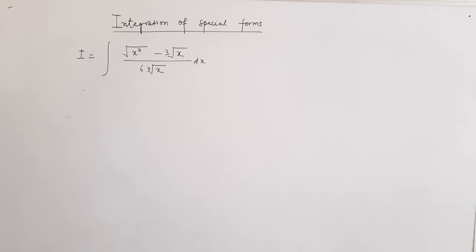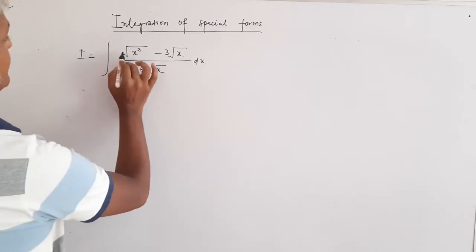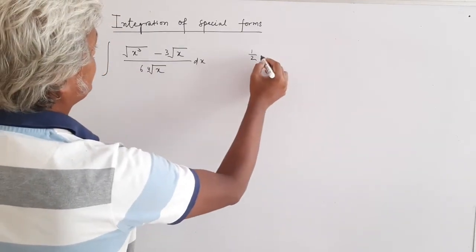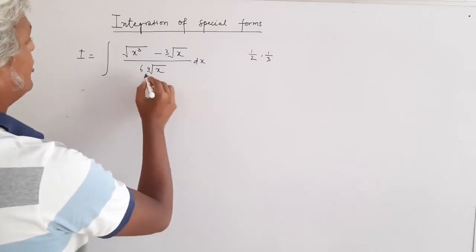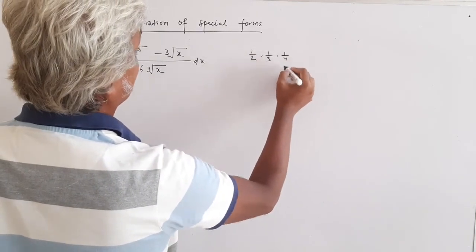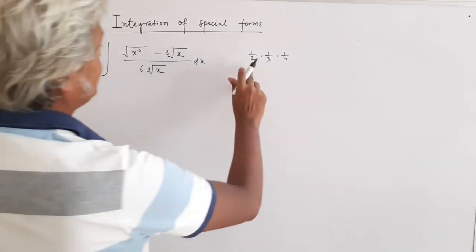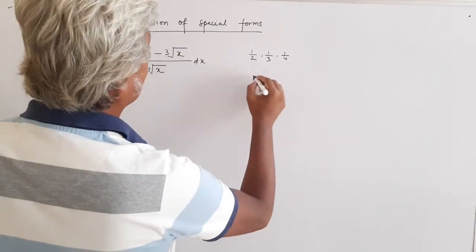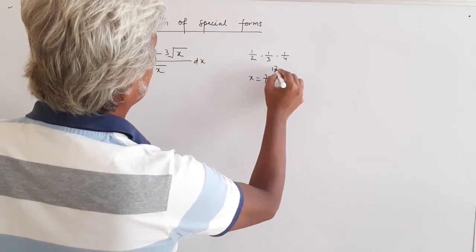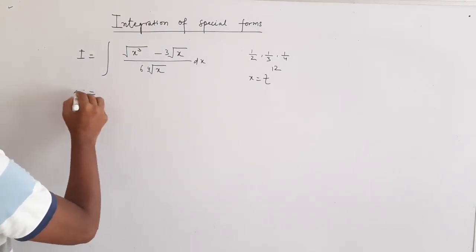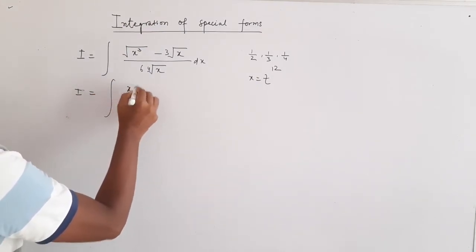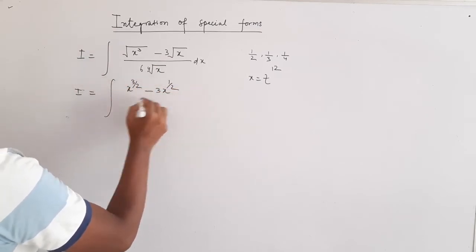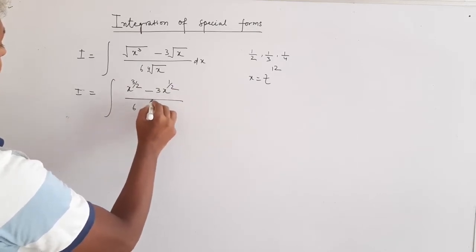Now how to find the integration of this? So if you see the order of roots here, what is the order of roots? This is square root, the order of that is half. What is the order of this cube root? 1 over 3. And the order of this fourth root is 1 over 4. So it means the LCM of these three will be 12. So we have to make an assumption, we have to write x equals t to the power 12. We can write this one as x to the power 3 by 2 minus 3x to the power half upon 6x to the power 1 by 4.